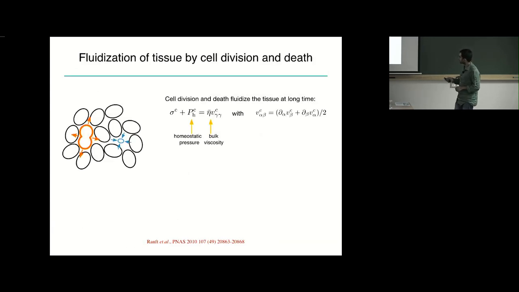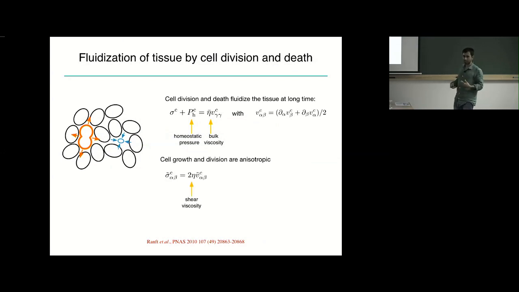Now, moving on, cell division and death are phenomena which can fluidize the tissue at long times. At long times, in the viscous limit, you can write the isotropic cell stress as consisting of a homeostatic pressure and a viscous term. The homeostatic pressure is the pressure at which cell division and apoptosis balance each other, and any deviation will create a cell stress. And this is the viscous stress, with V C alpha beta the strain rate tensor.